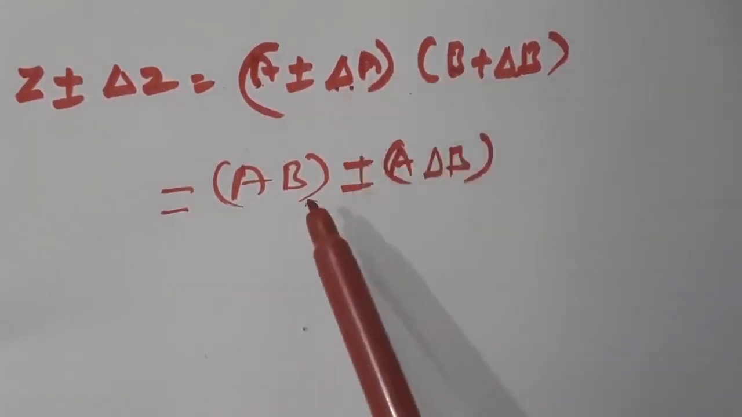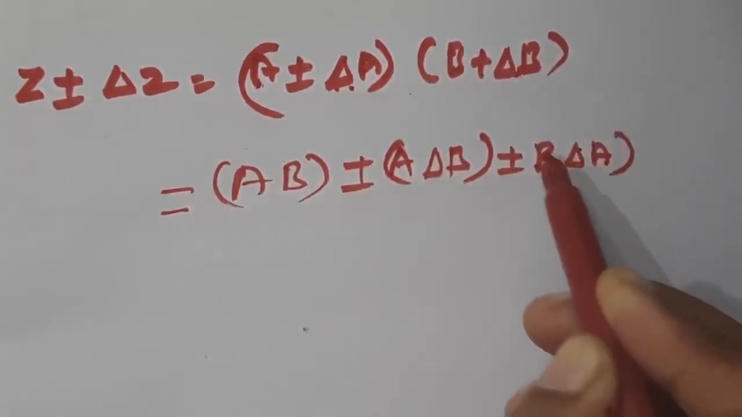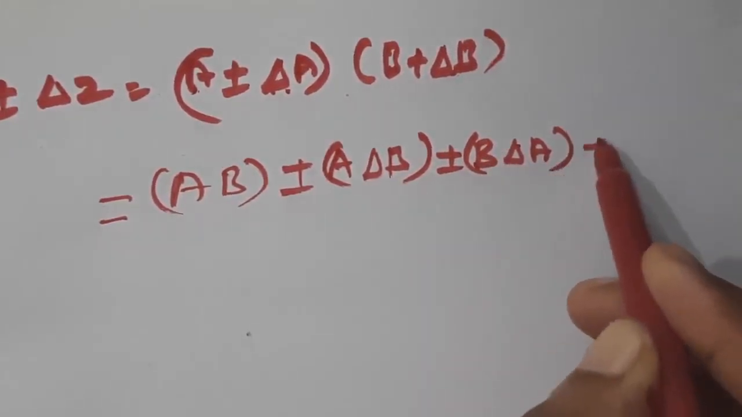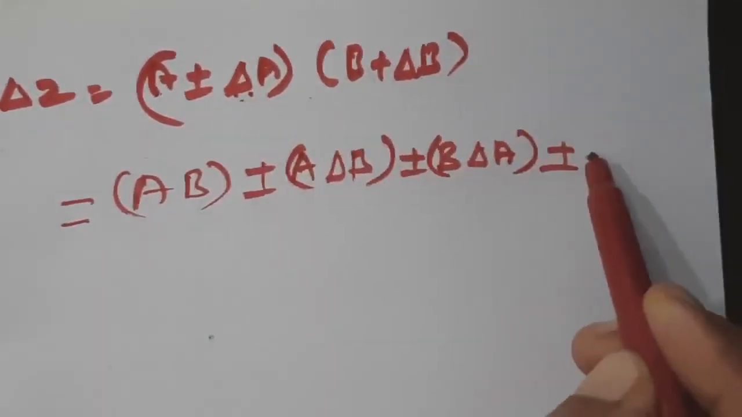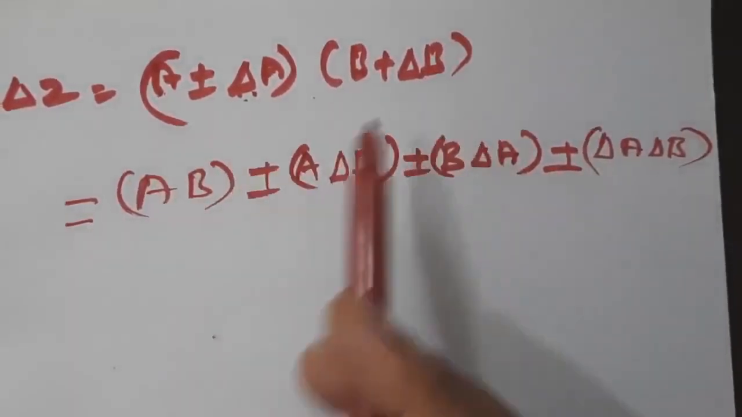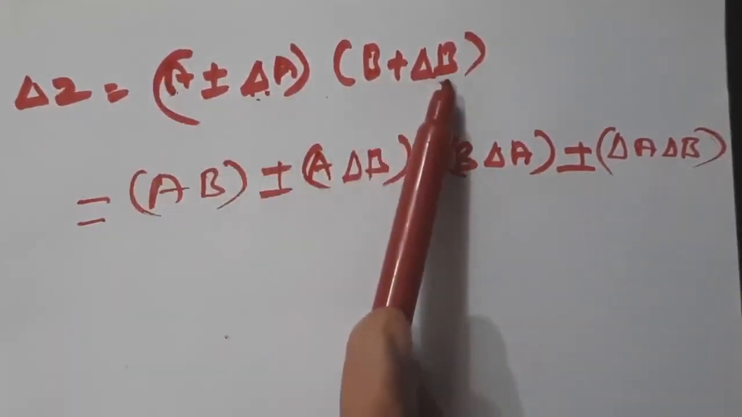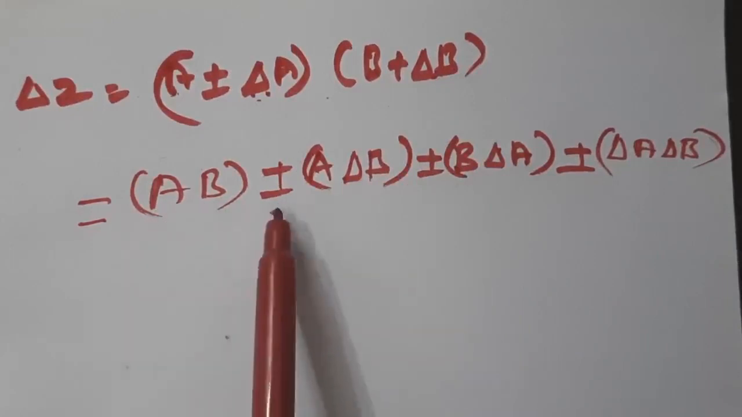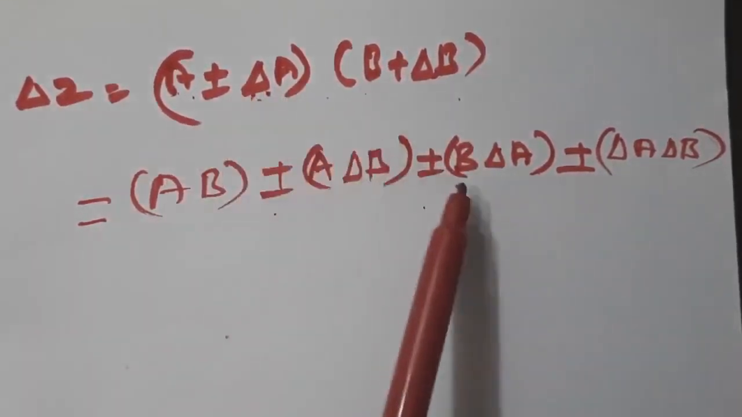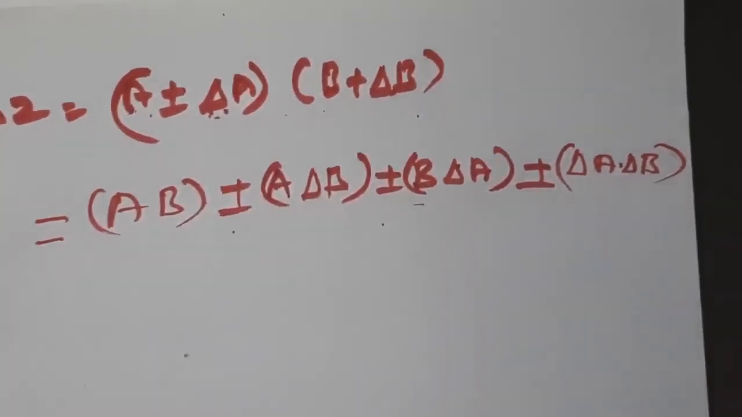Delta A into B, or else we can write B into delta A. Then plus or minus delta A in delta B. Ordinary multiplication: A plus B into C plus D. So AB plus A delta B. Here plus or minus. So AB plus or minus A delta B plus or minus B delta A plus or minus delta A into delta B.